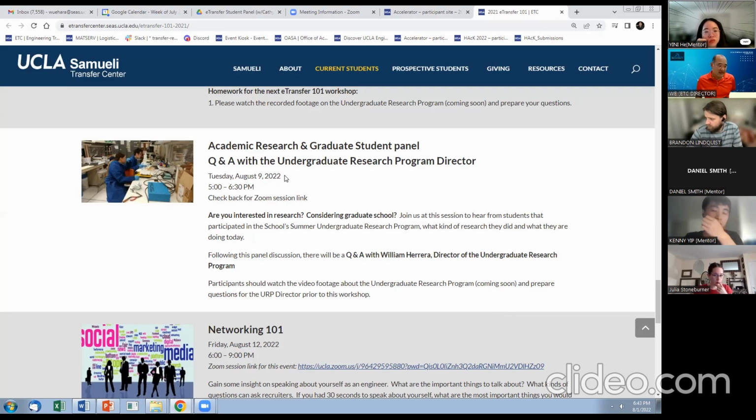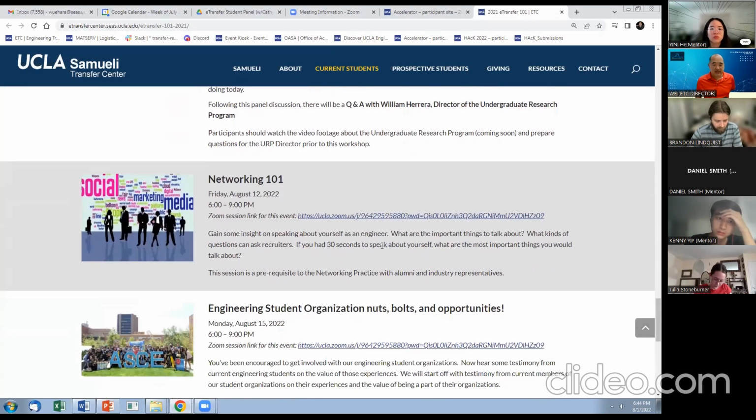This is a change from the original calendar. And the reason for the change is because the panel was scheduled for August 9th, and I think that would be a tremendous resource to all of the students interested in doing academic research. And so we made the decision, so that you could participate in it, to switch the day to Tuesday, August 9th. Okay, so that is a change from the original calendar.